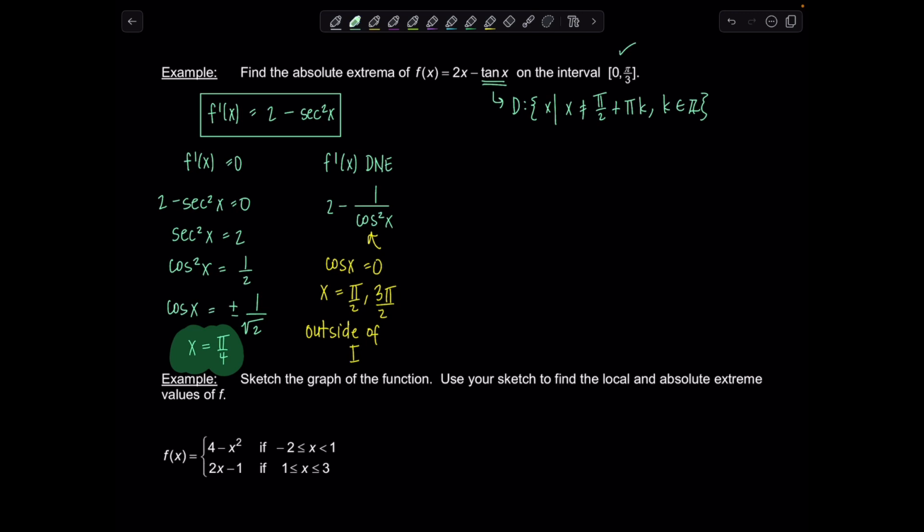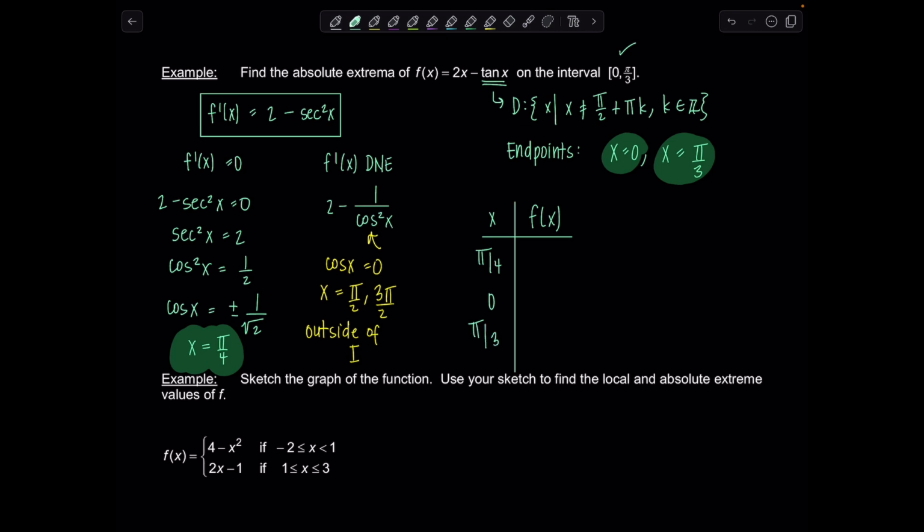And then also now we've got our endpoints. X equals 0 and x equals pi over 3. So I have 3 values that I'm going to put on my little table, x, f of x, and find the absolute min and the absolute max from amongst these. So we've got pi over 4, 0, and pi over 3. Okay, very good. So let's see here.